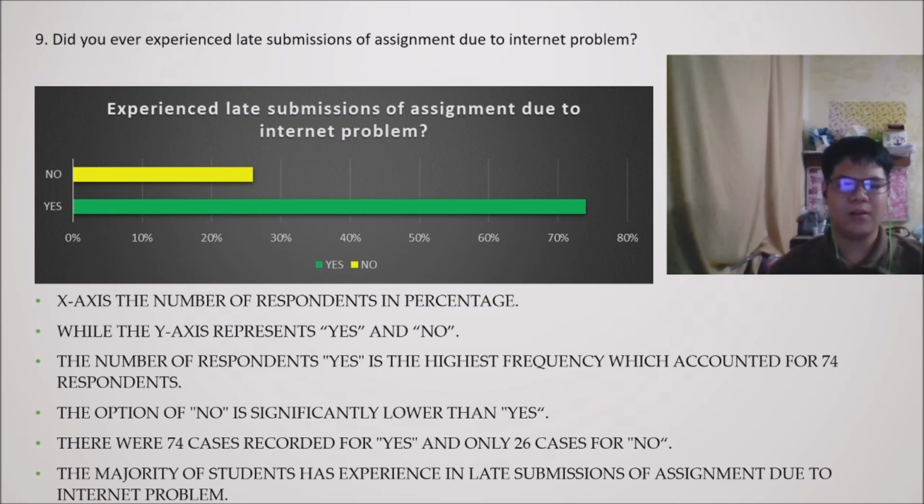The number of respondents who said yes is the higher frequency, which accounted for 74 respondents. Meanwhile, the option of no is significantly lower than yes. There were 74 cases recorded for yes and only 36 cases for no. So the majority of students have experienced late submission of assignments due to internet problems.